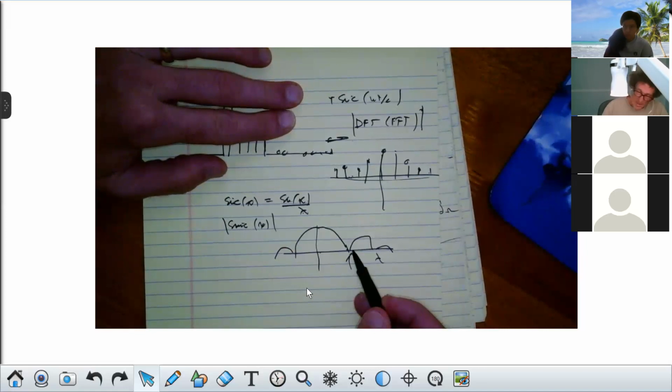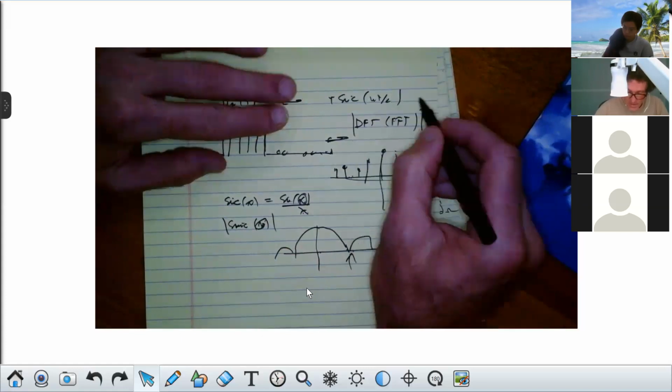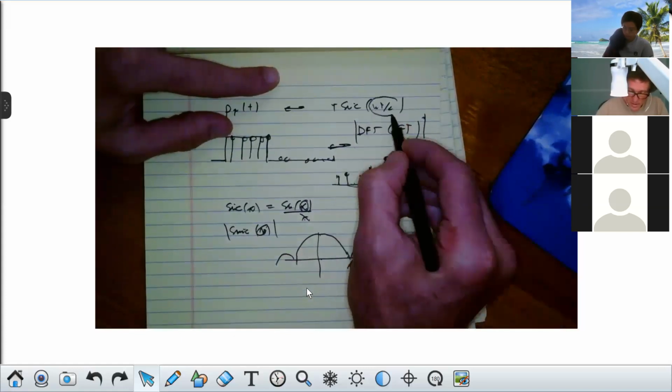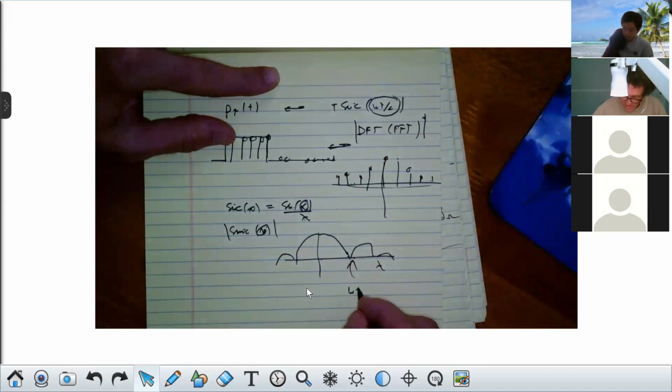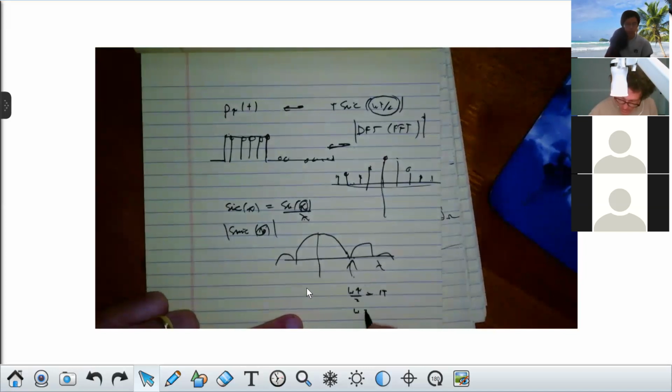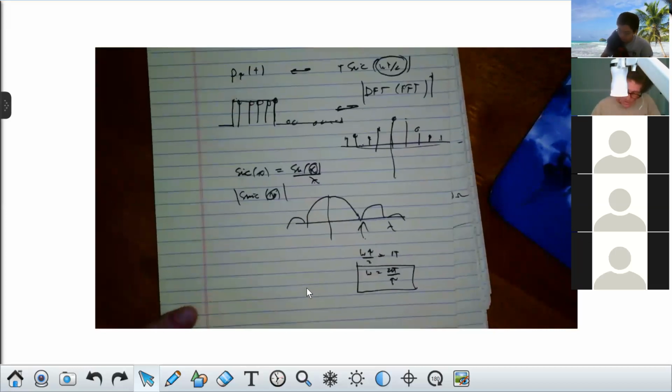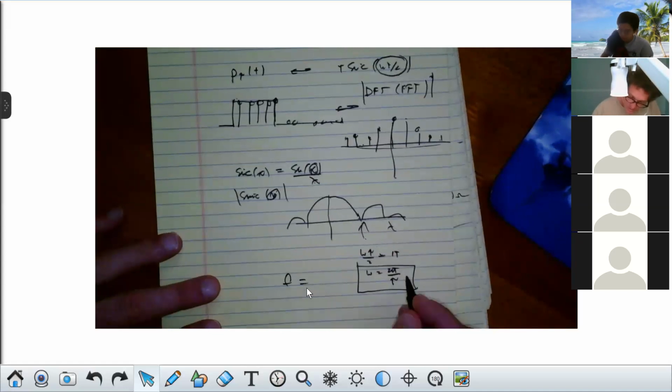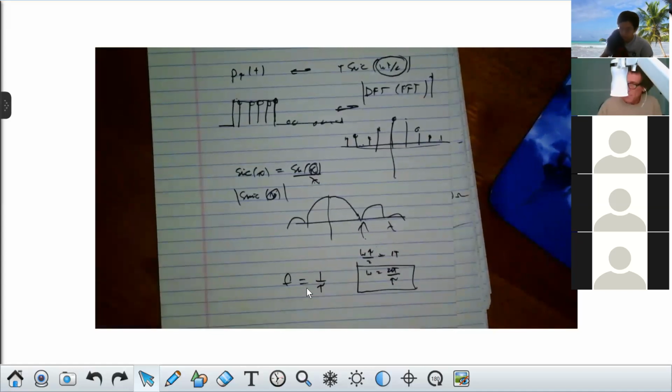Pi. So when the argument of the sinc function is pi, that means when the argument of this function right here is pi, so the first zero would be omega tau over 2 equal to pi. That means omega would be equal to 2 pi over tau. That would be the first zero. Does everybody see that? Yeah. And that means f would be simply 1 over tau, first zero. Everybody agree? Yep. I lost a couple people, I think.